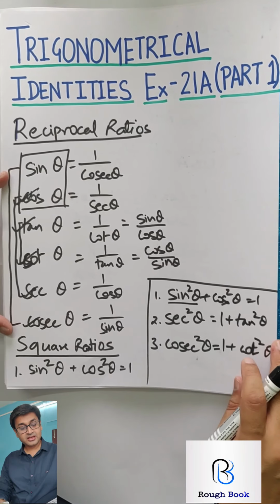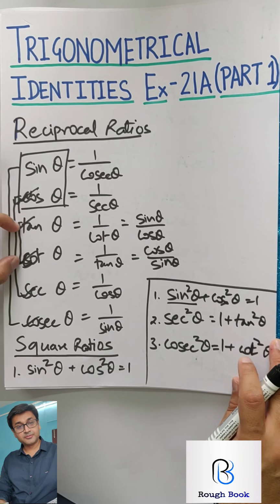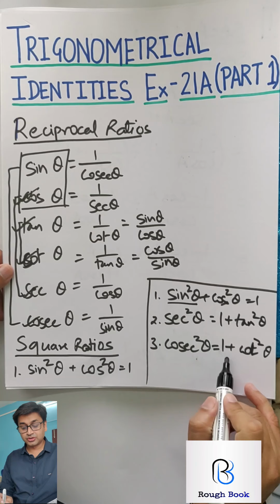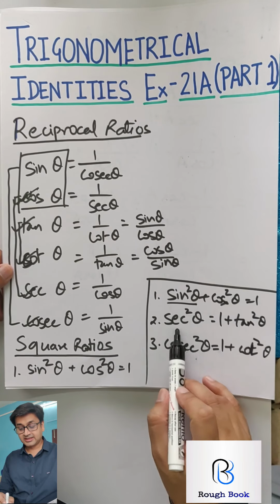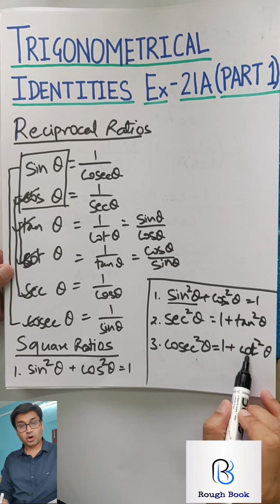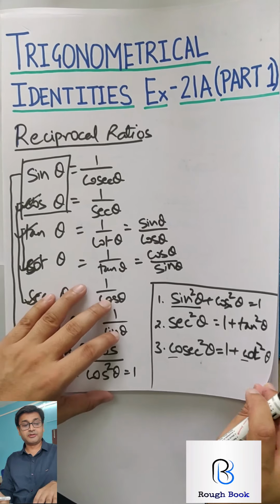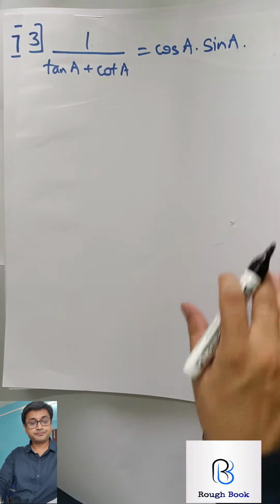First last, second last, third and fourth. Tan and cot can be written as sine upon cos, cos upon sine. Remember the square ratios: sine square plus cos square is 1, sec square and tan square, cosec square and cot square. Remember that, okay? Let's hit it. I want everyone to try sum number 3.